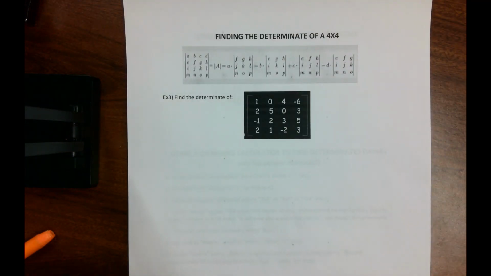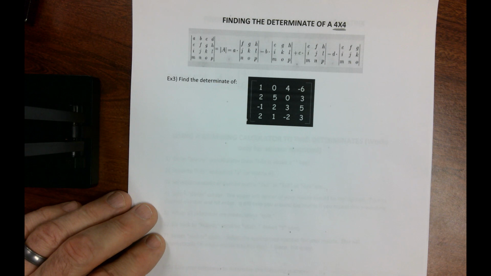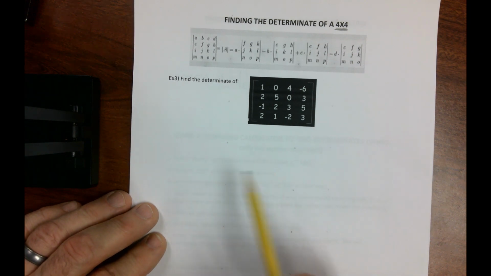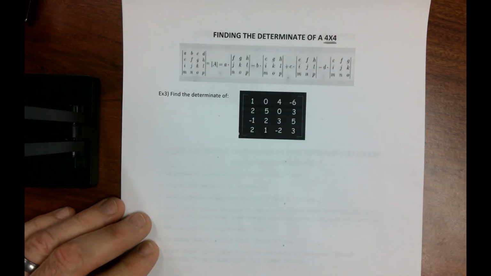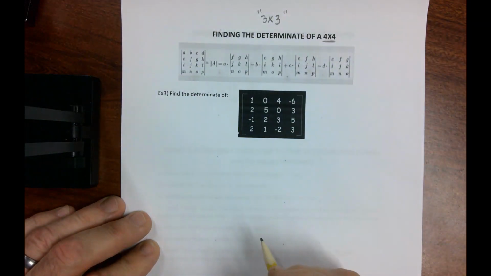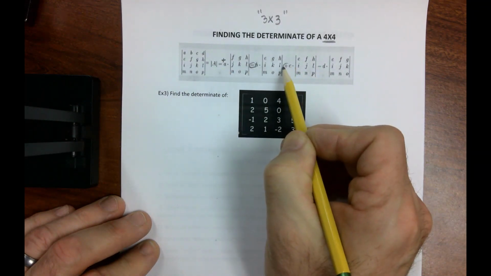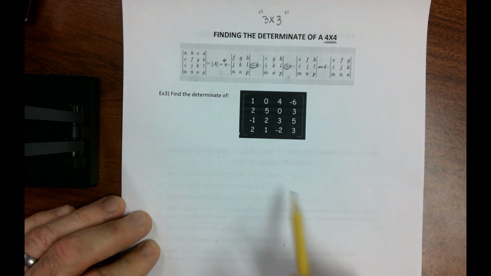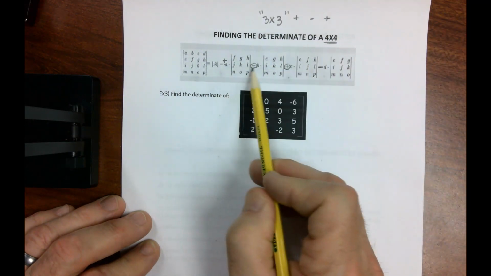Okay, the monster of all monsters, finding the determinant of a 4x4. Notice this is just a big old blank page. I don't know how much of this I'm going to do with you as far as finishing it goes. I think I'm going to get going on one and then trust that you're going to see what I'm talking about. So this is very similar to a 3x3. Very similar. But you'll notice there's a plus, then a minus, then a plus, then a minus. So a 3x3 goes plus, minus, plus. A 4x4 goes plus, minus, plus, minus.